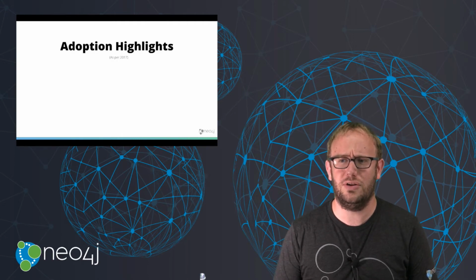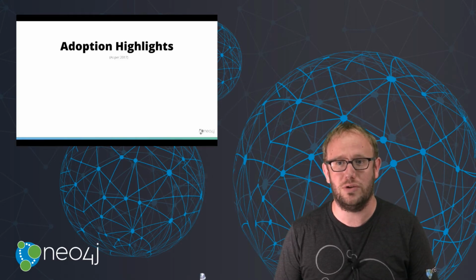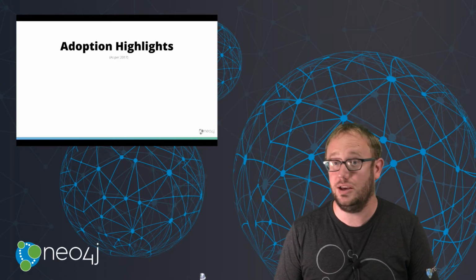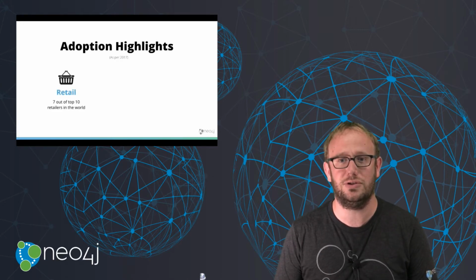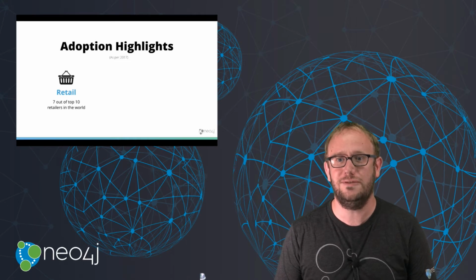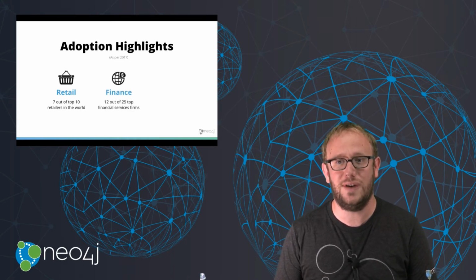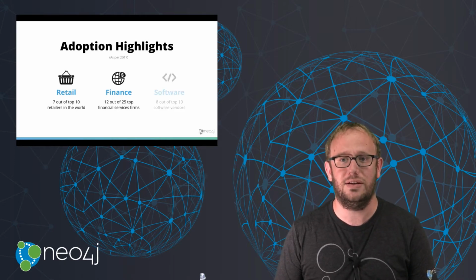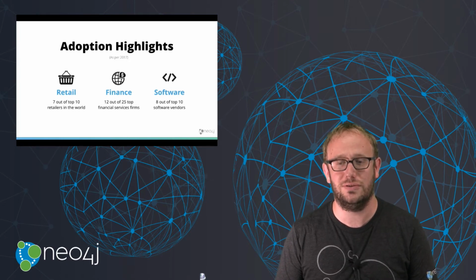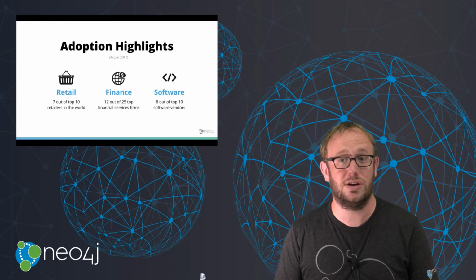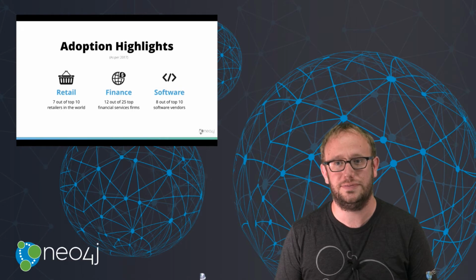I also want to cover here, though, a large number of folks use Neo4j, but we're really proud of where we've gotten in some particular industries. In retail, 7 of the top 10 retailers in the world use Neo4j. In finance, 12 of the top 25 financial services firms use Neo4j. And then in software, 8 of the top 10 software vendors use Neo4j. So we're excited about really the amount of adoption of Neo4j that's out there and really the quality of our customer base. These people have found the value in Neo4j and in connected data.